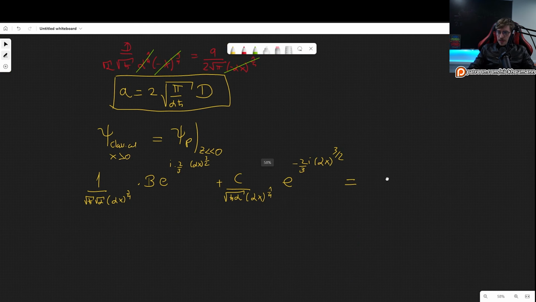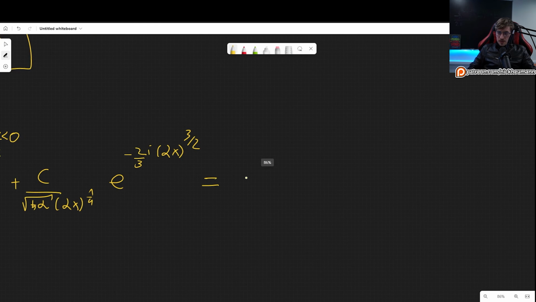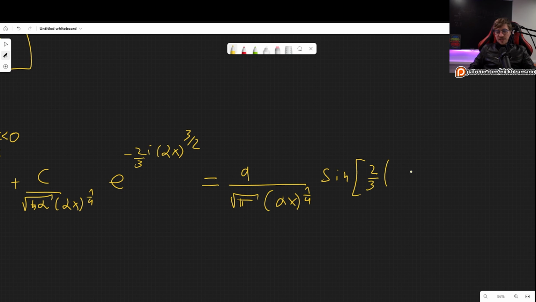Now, let me copy it. So it is, let me see, a divided by the square root of pi. And then we have minus z. But z is minus alpha times x. So we get alpha x to the 1/4. Then we have sine of 2/3 minus z again. So we get alpha x to the 3/2 plus pi over 4.